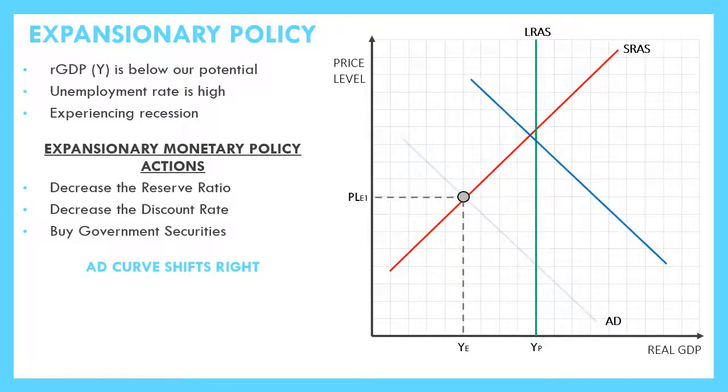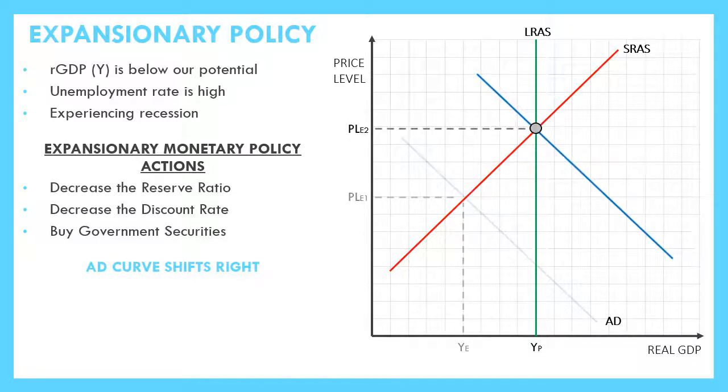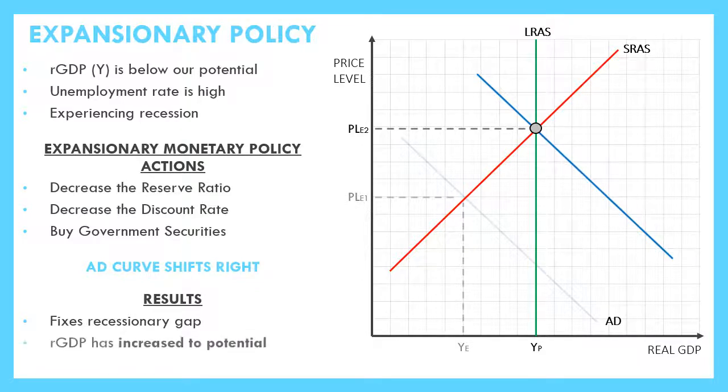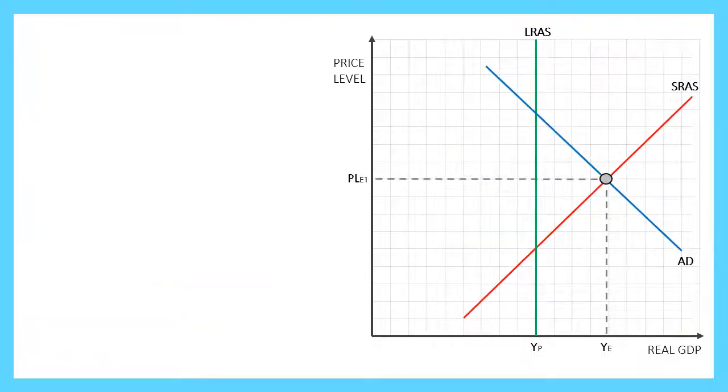This would cause a shift to the right of our aggregate demand curve because, as we said before, an increase in the money supply would then have an impact on our interest rates, lowering the interest rates, which would encourage investment and increase consumer spending. This would result in a fixed recessionary gap. Fixing this recessionary gap, it brings us from our YE output to our YP output at our potential. It also increases our GDP to our potential from where it was before. And also our unemployment's been lowered back down to our natural rate.